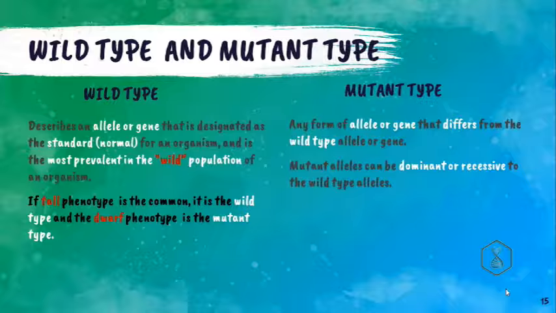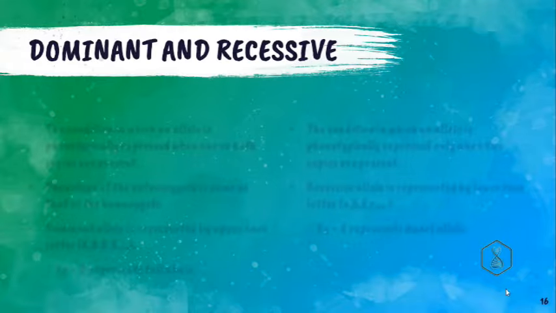Mutant alleles can be dominant or recessive to the wild type alleles. This is a very important point to be noted. Most of us think that mutant alleles can always be recessive. This is not the case. Mutant alleles can be dominant or recessive to the wild type alleles. What is dominant and recessive condition?